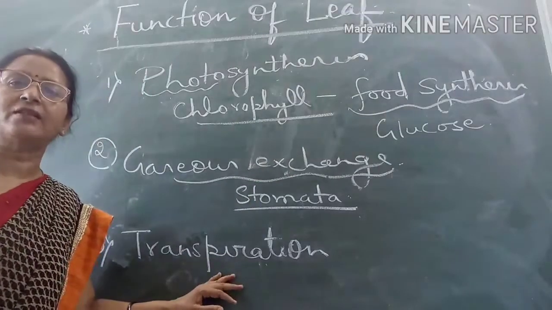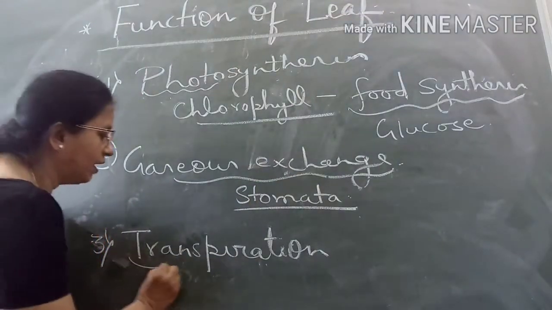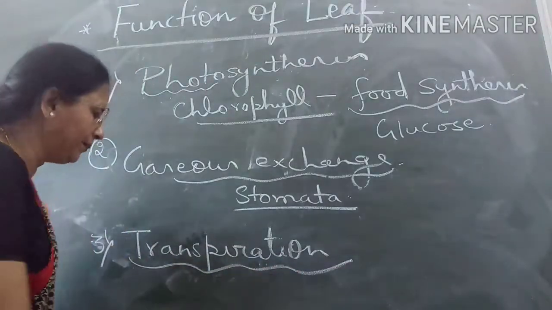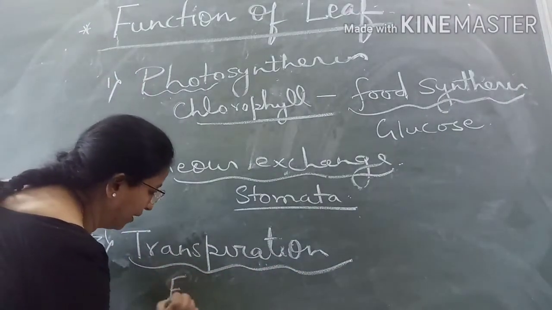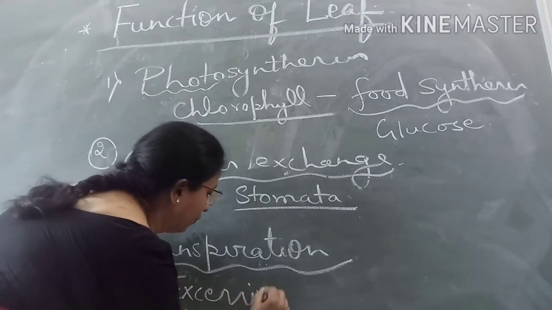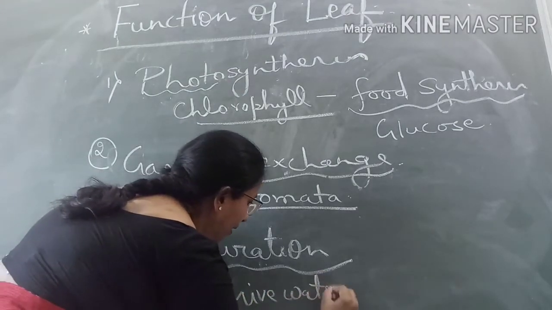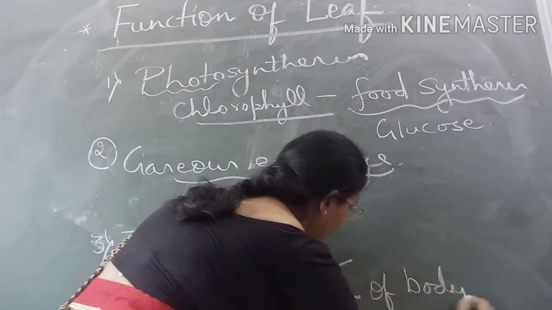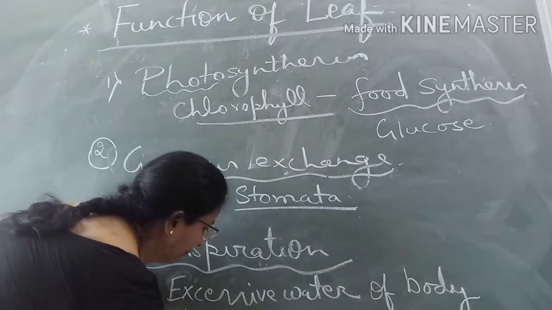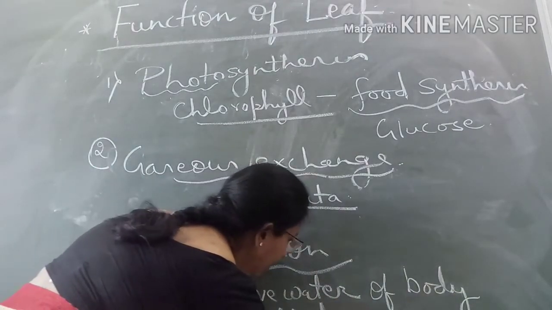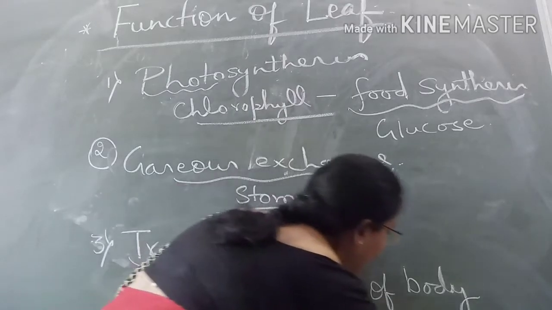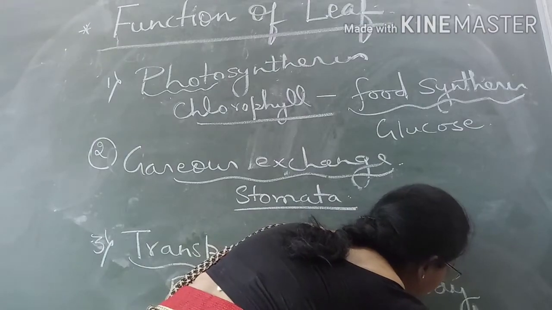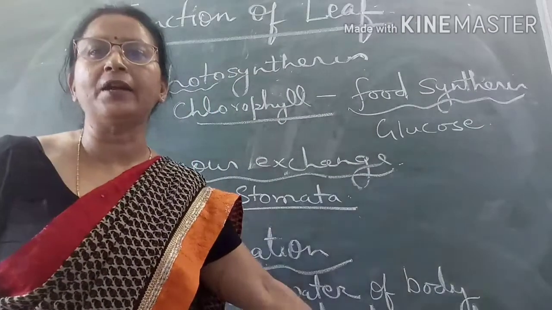Now, come to its third function. Third function is transpiration. What do you mean by transpiration? Actually, excessive water of body is expelled out as water vapor. Not in the form of water. It is in the form of water vapor.